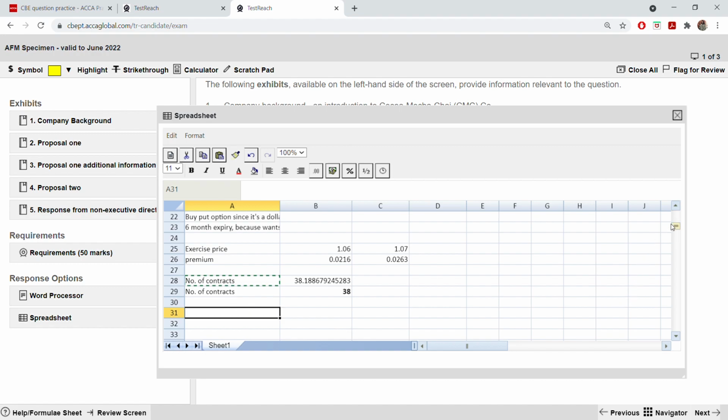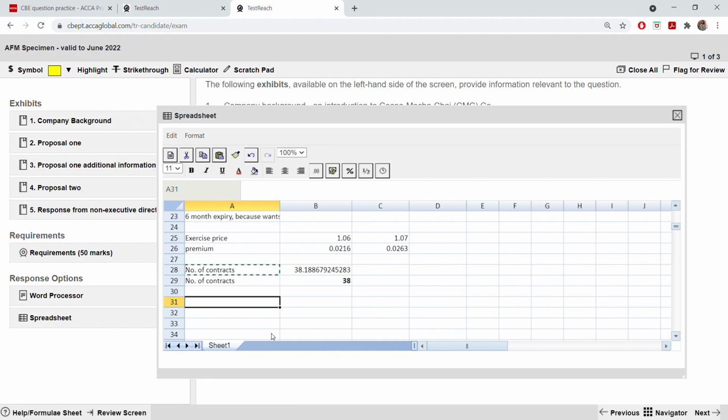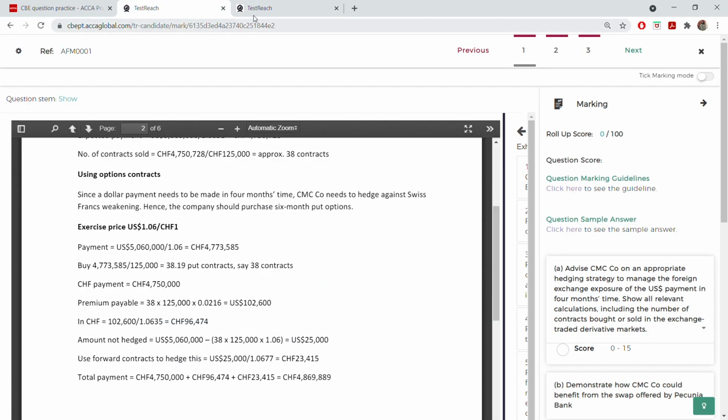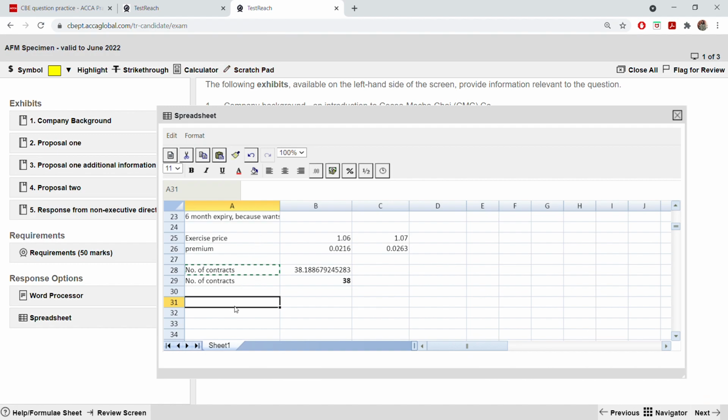But before premium, remember, you first have to calculate the payment. Why? Because you have used less contract. You were supposed to use 38.18. You're using lesser contract. That means you are not hedging the entire 5,060,000. So how much are you hedging? You have to find the Swiss franc payment, CHF payment.